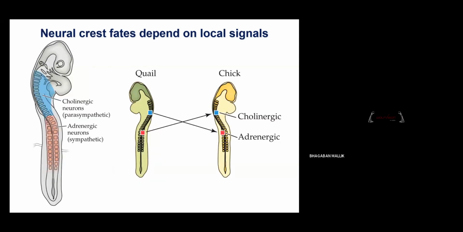So here the same experiment, transplanted from here to here. You have distinct groups of cells present in this embryo. You have the cholinergic neurons basically in the parasympathetic region, and you have the sympathetic region. So when you transplant from the sympathetic region to the parasympathetic region, these cells become cholinergic because you have the local signal that transforms the cell to cholinergic, even in different species. Okay.